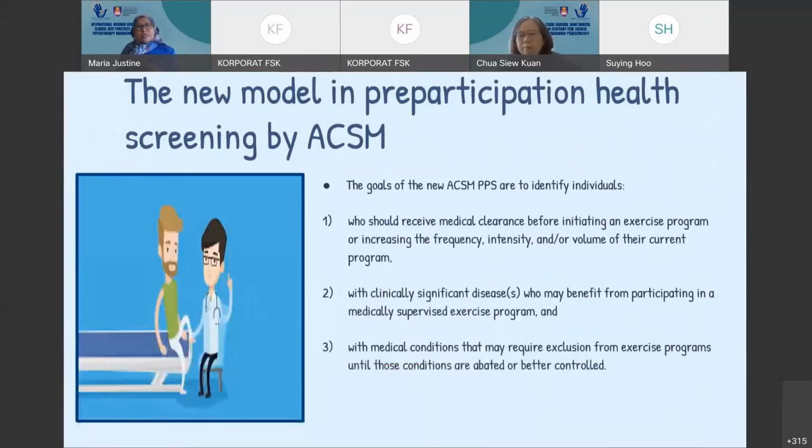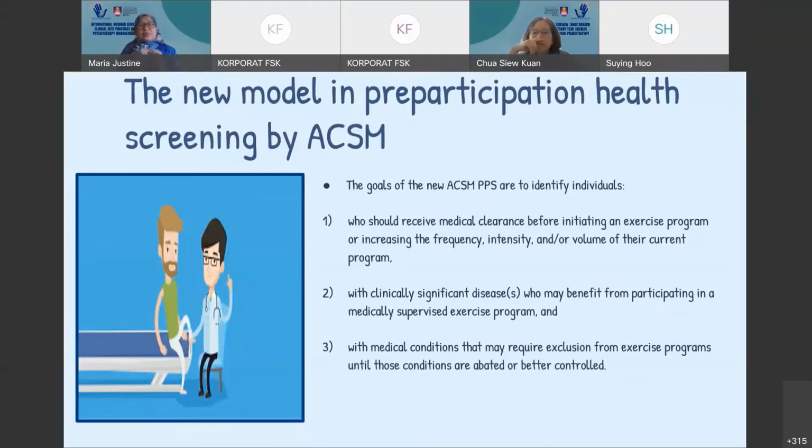Okay, so the new model. Because of the outdated models in screening, ACSM has come up with a new model, right? So the goals of the new model are to identify individuals who should receive medical clearance before participating in exercise or before they increase the dosage of the exercises. To identify individuals with clinically significant disease who may benefit from participating in a medically supervised exercise program. So remember, the second goal is very much within the scope of physiotherapy, because the exercises for people with certain conditions need to be individualized.